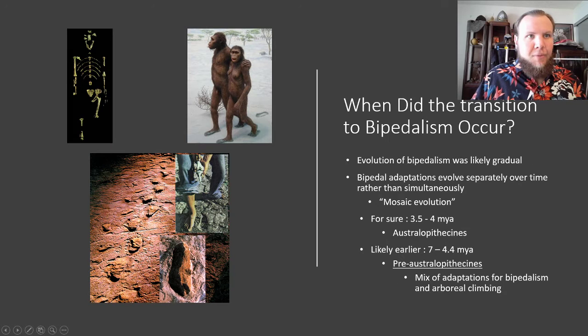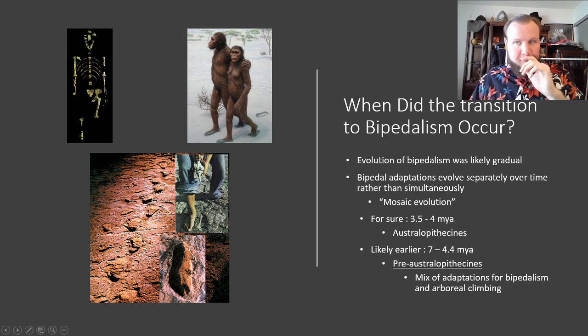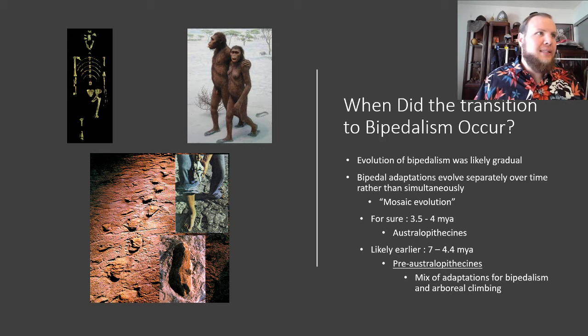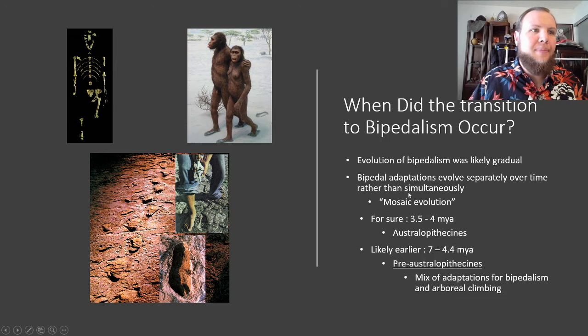But before we get into those adaptations, we'll go into when the transition to bipedalism occurred. And we can see this in our earliest ancestors. We can mostly see this in Australopithecus afarensis, so Lucy, right? So we have Lucy over here. And we have the Laetoli footprints, which we'll get into in a second.